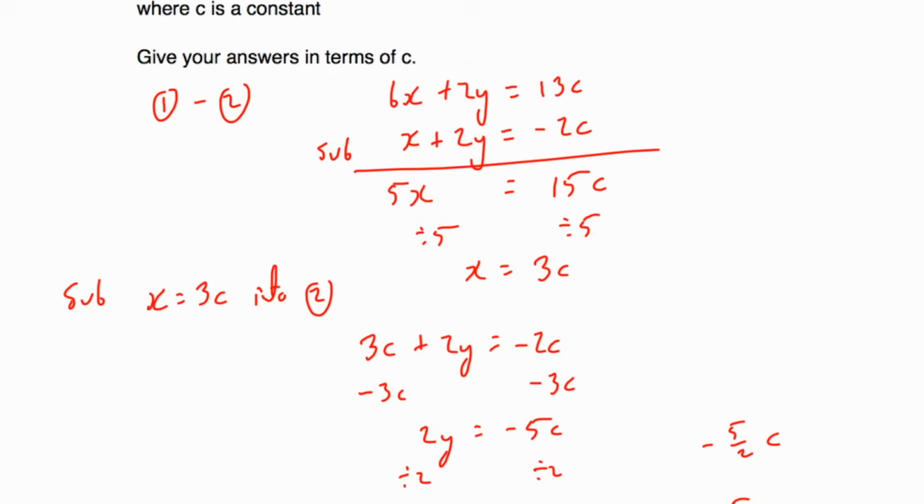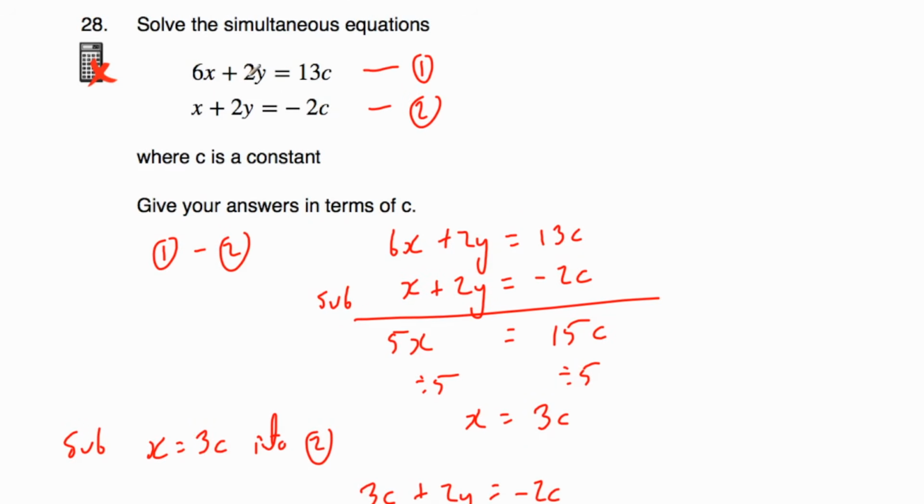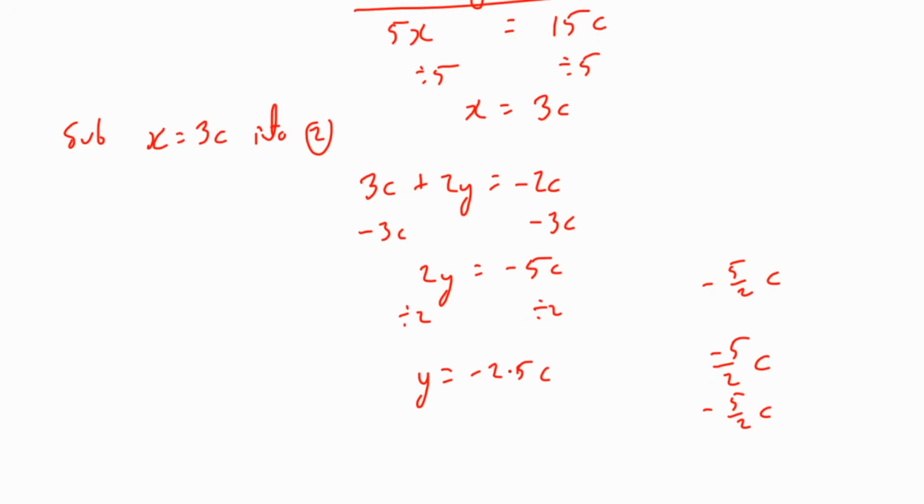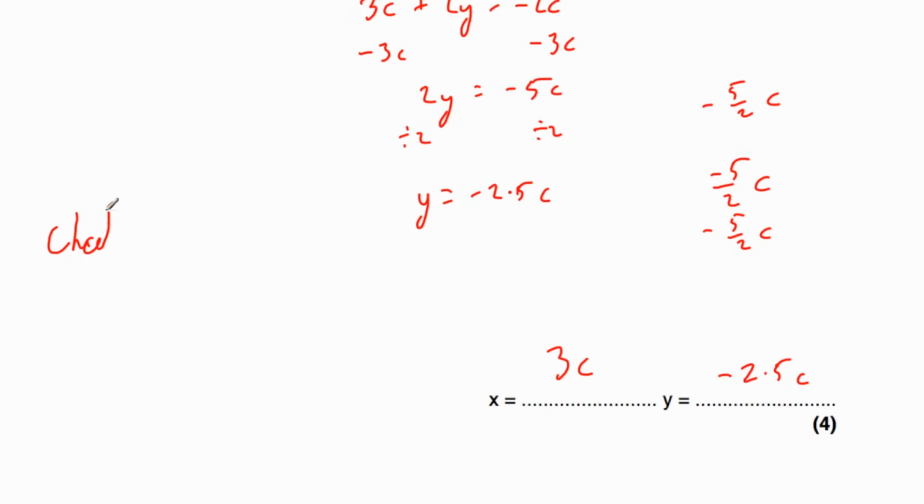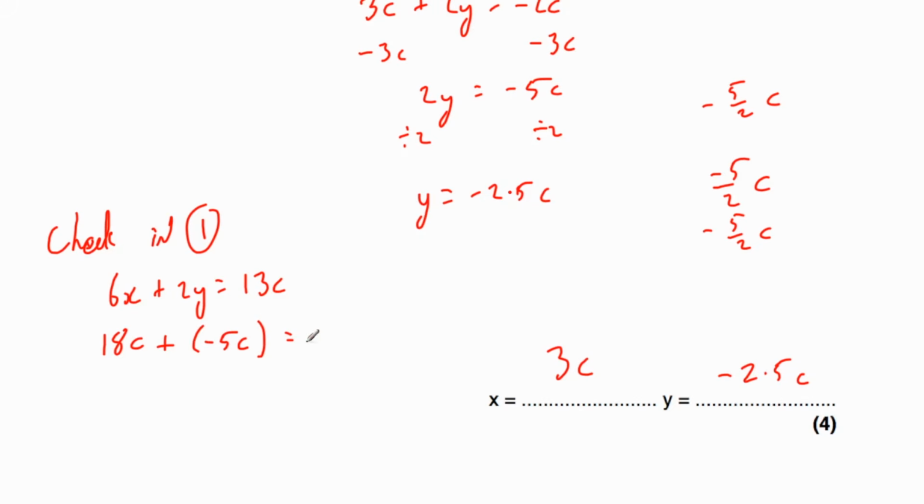And we could check those if we go back up to equation number 1, which was 6x plus 2y is equal to 13c. So let's check in 1. So that was 6x plus 2y is equal to 13c. So we've got 6x, that's 6 times 3c, and 6 times 3c would be 18c, so we've got 18c, and then we've got plus 2 times y, so that's 2 times minus 2.5c, and double minus 2.5 would be minus 5. If we double minus 2.5, that's minus 5, so this would be minus 5c, and that should hopefully be equal to 13c.